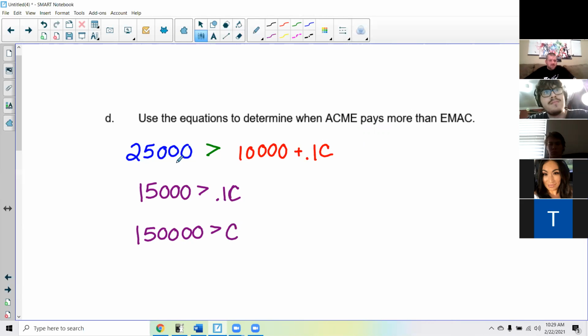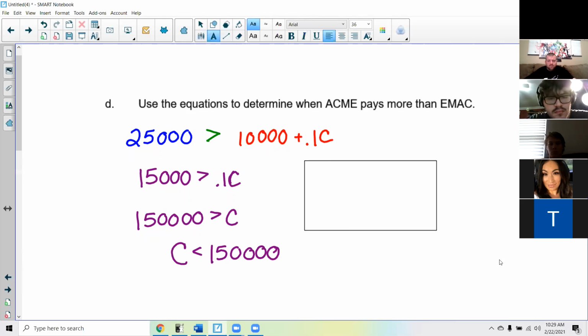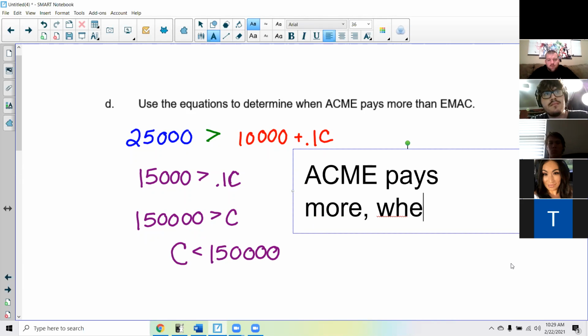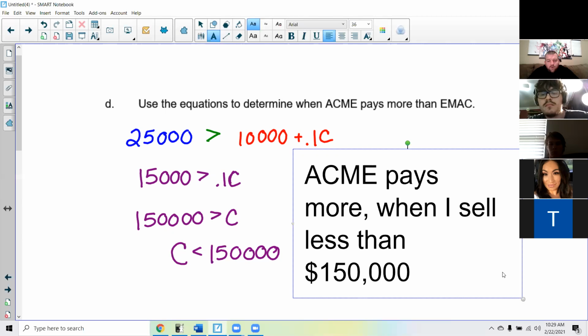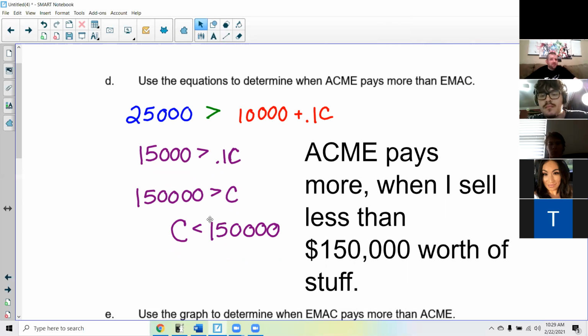So Acme pays more. This is kind of weird. I'm going to flip this around. This is the same thing as saying C, notice its arrow is pointing, C is less than 150,000. This says Acme pays more. I'll write this down. Acme pays more when I sell less than $150,000 worth of stuff, we'll just say. So Acme is more if I sell less than $150,000 worth of stuff.